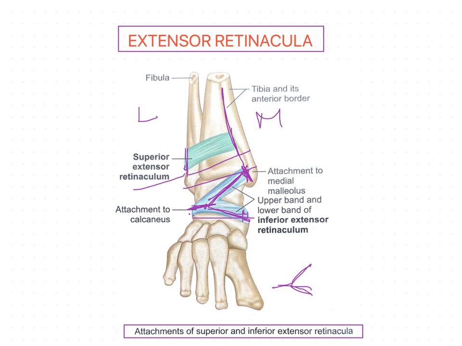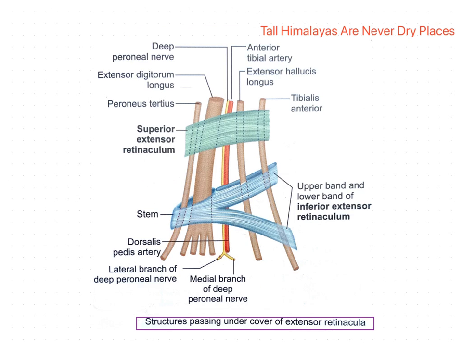So what is the main function of this extensor retinaculum? The retinaculum mainly retains the tendons in place. Okay, that is the main function. Now we will see the structures passing under the cover of the extensor retinaculum.